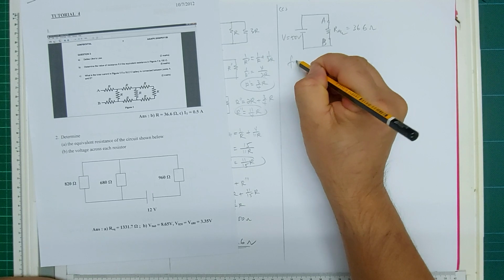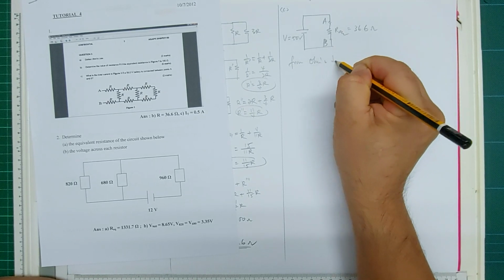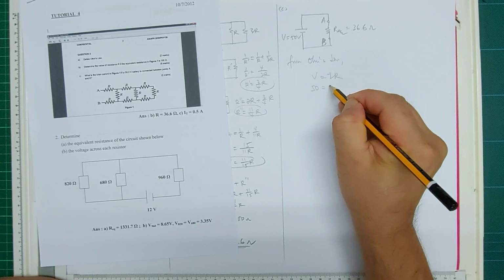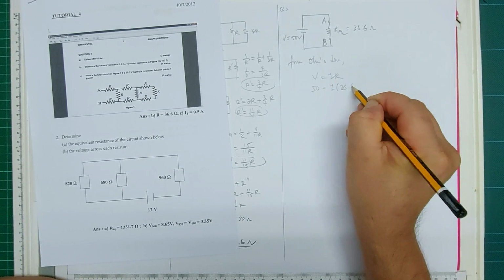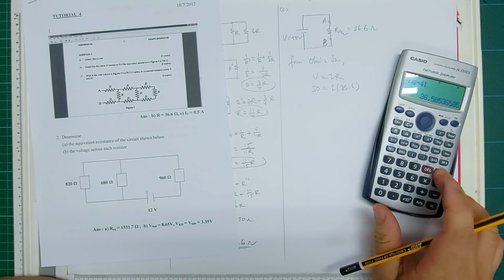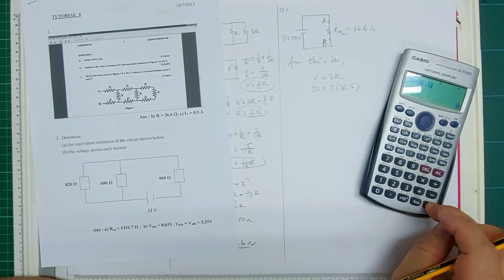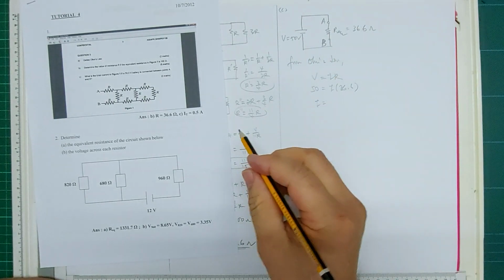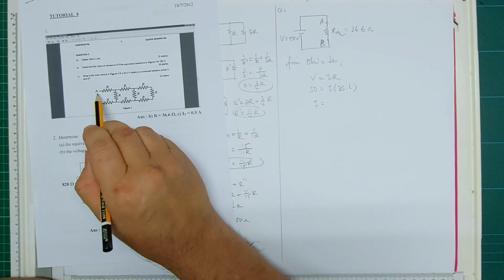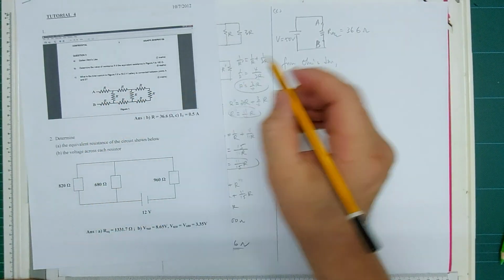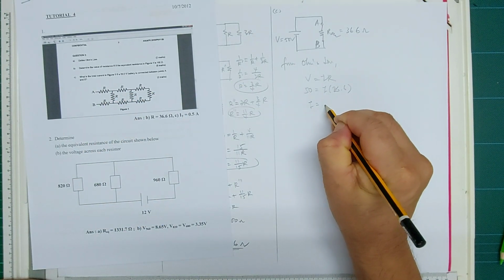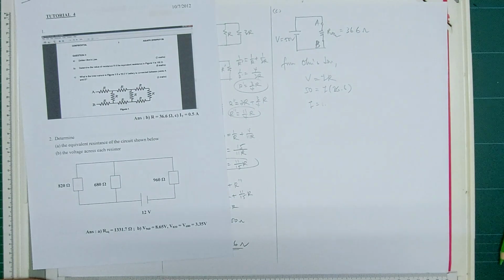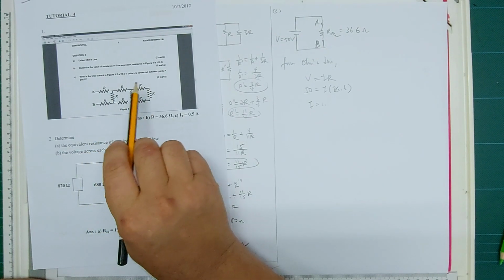So from Ohm's law, V equals IR. This one is 50 and this one is 36.6. So we have 50 divided by 36.6. So the answer is 1.37. The total current passing through the main circuit is 1.37.